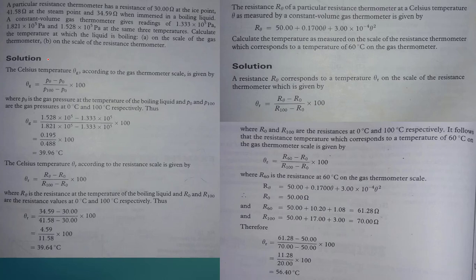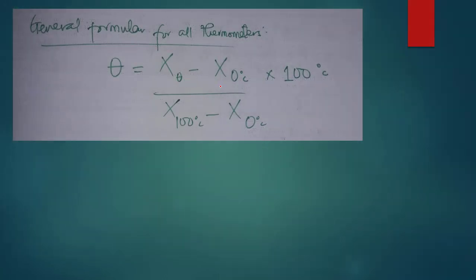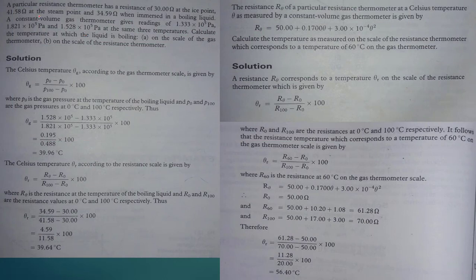So A on the scale in the gas thermometer, B on the scale of resistance thermometer. So the solution is as I gave the general formula for. So you can see for the first case we are dealing with the first question, the scale on the gas thermometer. So gas thermometer is here ambayo inatumia pressures.